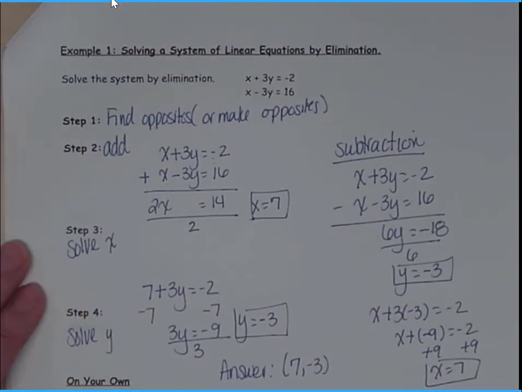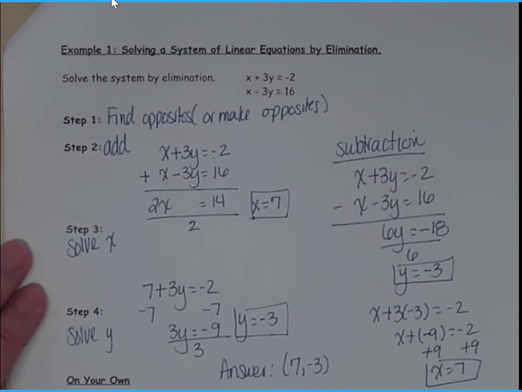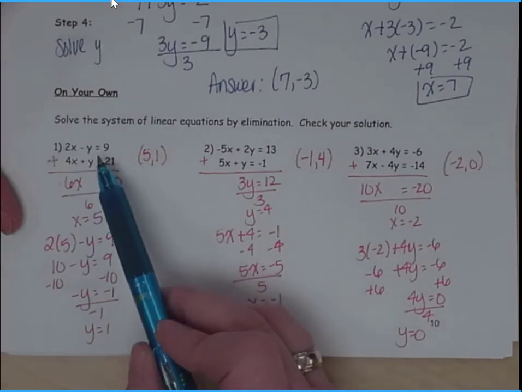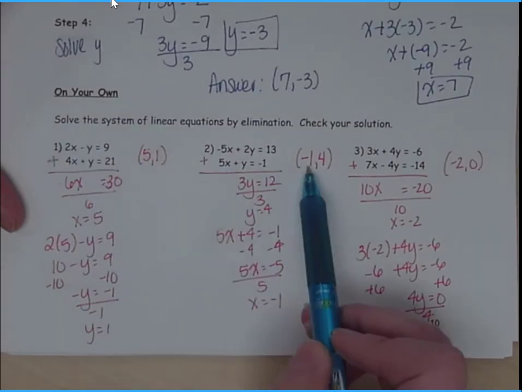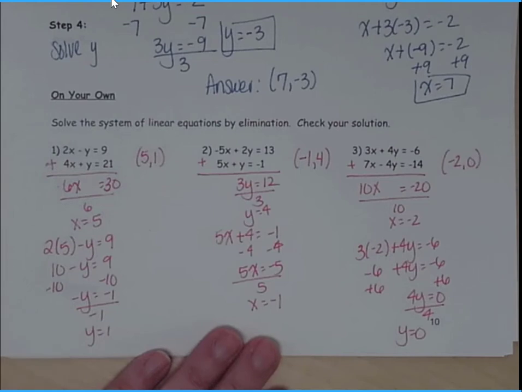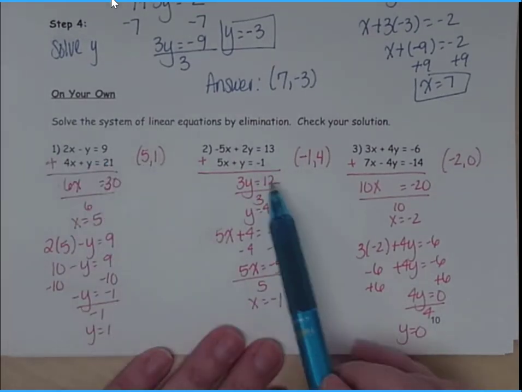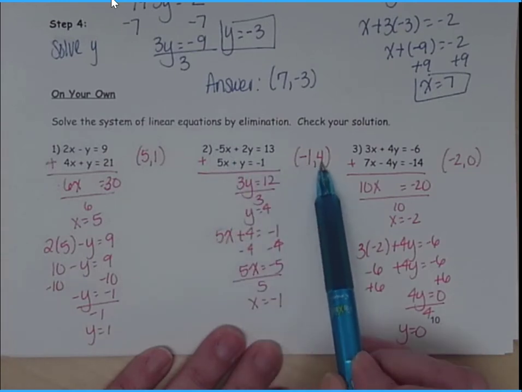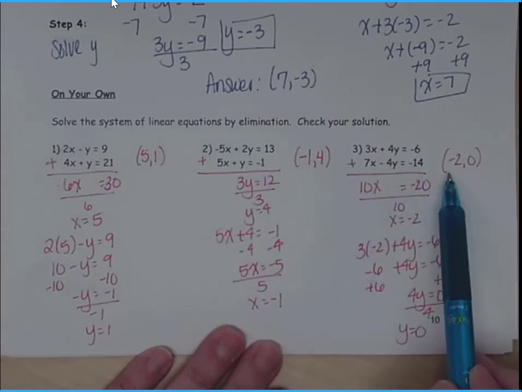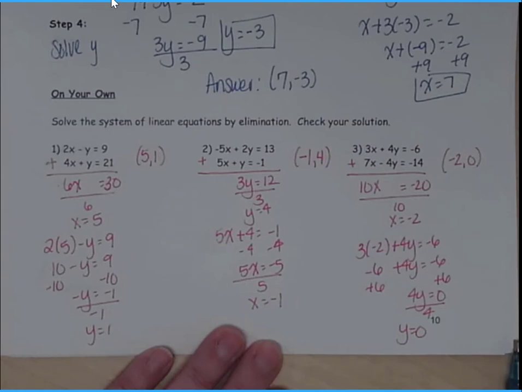All right, go ahead and try the next 3 problems on your own. Hit pause, come back when you're ready. So in each of these problems, you'll see that I went ahead and added. For me, that's just what works best for me. So for 1, I ended up with 5, 1. For 2, -1, 4. And for 3, -2, 0.